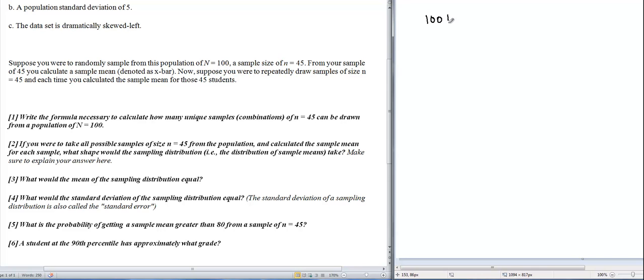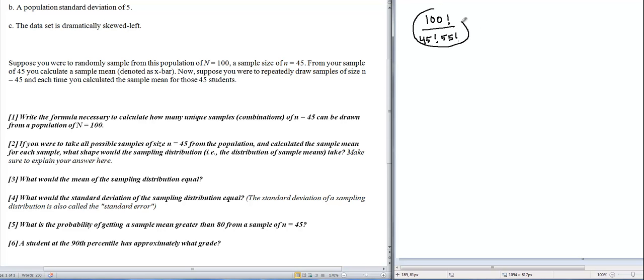If I have a population of 100, then the numerator is 100 factorial, so that's 100 times 99 times 98 times 97, and so on. Of course, every basic calculator has that function. And if I'm choosing 45, then the denominator is going to be 45 factorial times the remainder, 55 factorial. So I'm taking samples of 45 from that 100, and the remainder here is 55. And so this is the formula.